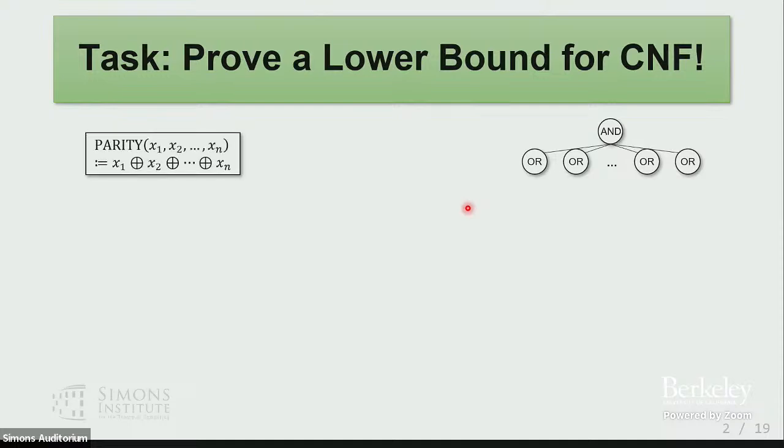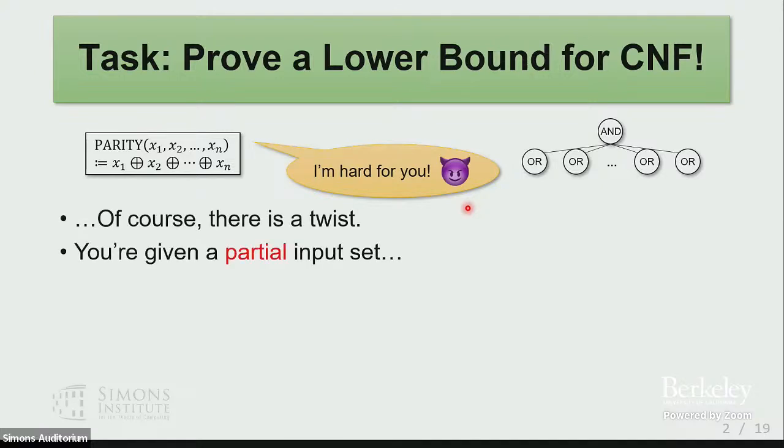If you have some function called parity, then you know it is hard for CNF. Actually, it's exponentially hard. And you even understand the optimal CNF for parity, because each zero in the truth table of parity requires one OR gate at the bottom. So the optimal size is 2^(n-1). Anyway, that's not important. I'm just illustrating that you seemingly have a very good understanding of this circuit class. But what about when you are only given a partial input set?